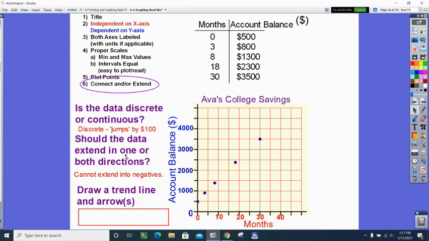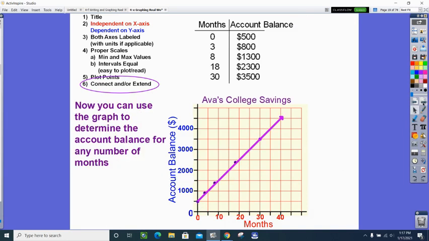Now, should we be putting arrows on here? Ava's money is going to keep going up and up and up, so we should definitely have an arrow pointing up. But should we have an arrow down here pointing in this direction? The answer should be no, because we're not going to talk about negative months or negative dollars. So it actually won't be a line, it's a ray. A ray has an endpoint and an arrow on the other side. And we will draw the line in to catch all those extra months that we didn't put dots on.